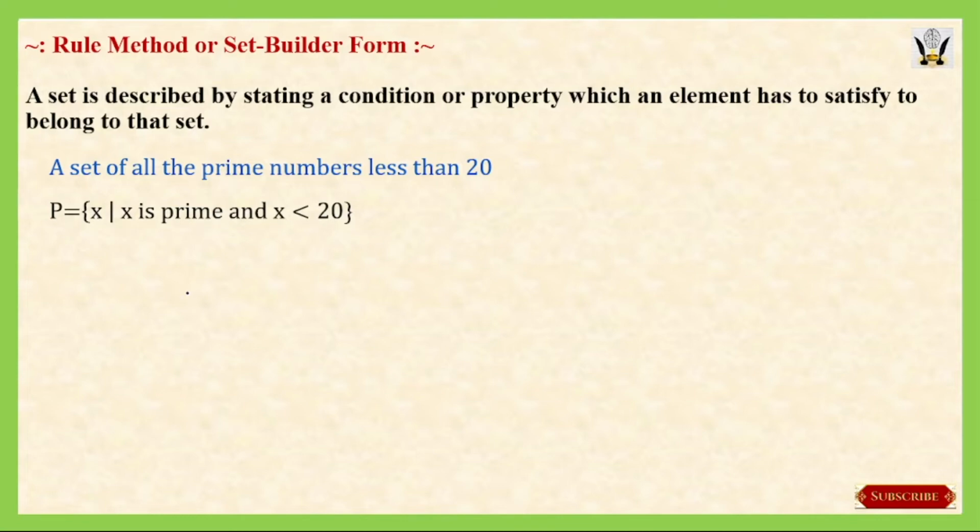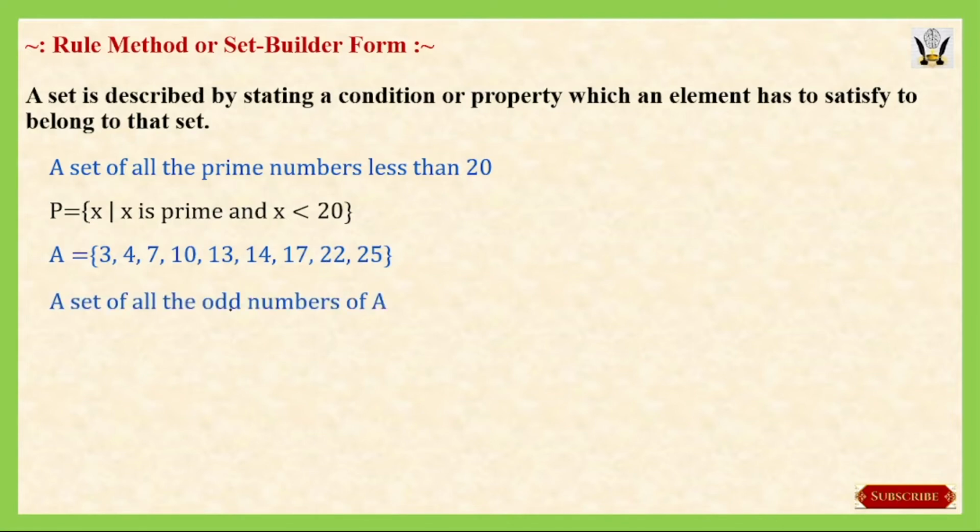Then another example: here we can see that we have a set A where we have multiple elements, and based on this set we want to form a new set, and the condition is that the new set will have all the odd numbers of A. So all the elements should belong to this set A and all the elements should be odd. So here, as we can see, we have 3, 7, 13, 17 and 25. These are the odd numbers which belong to this set.